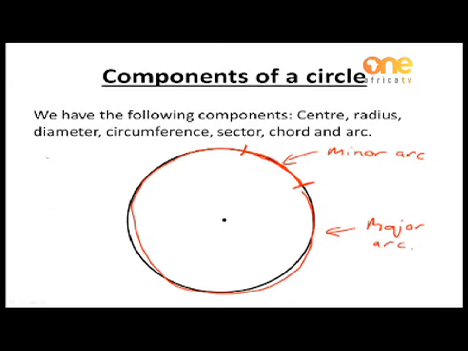We don't even need a circle to have an arc. As long as we have any section of a circle, so imagine that, this would still be classified as an arc.